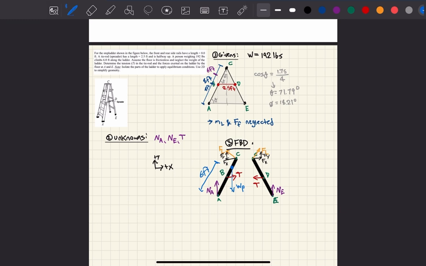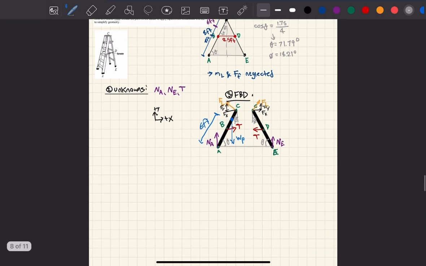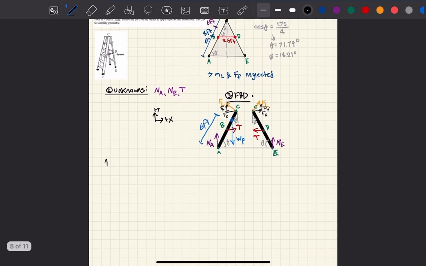Perfect. We have everything we need to move on to summations, but to make it a bit easier, I know we have the dimensions up here, and I'm not going to put them over here, but I will put the angles. When you do the summation of the moments, it'll help you see it better. So that's phi, that's phi. Okay, we can start the summation calculations, and remember we're going to do it separately for each side of the ladder.